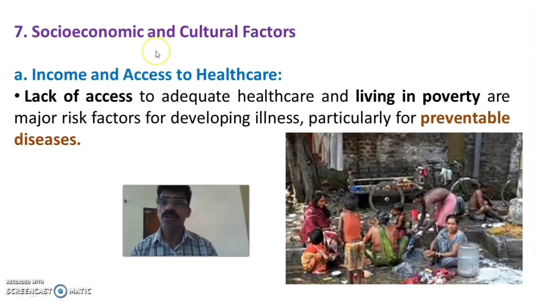The seventh factor is the socio-economic background of the person and cultural factors or practices. In socio-economic factors, first is income and access to health care. Lack of access to adequate health care and living in poverty, that is below the poverty line, are major risk factors for developing certain illnesses, particularly preventable diseases. There are many preventable diseases that can be prevented by taking various measures, for example, vaccination to prevent vaccine-preventable diseases. But lack of availability or affordability of healthcare services, or of free government healthcare services, may lead to certain problems and illness. And if the person is below the poverty line, he may not access health services from the private sector. That also will lead to a number of diseases. So this is how income and access to health care act as factors that influence or cause various illnesses.